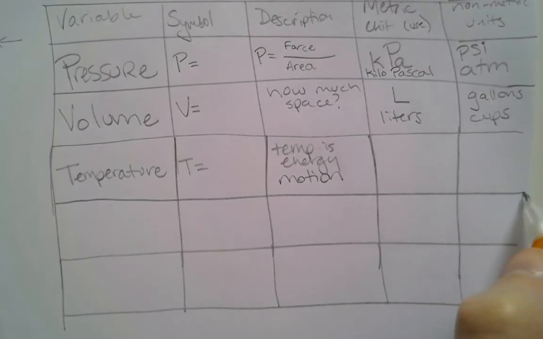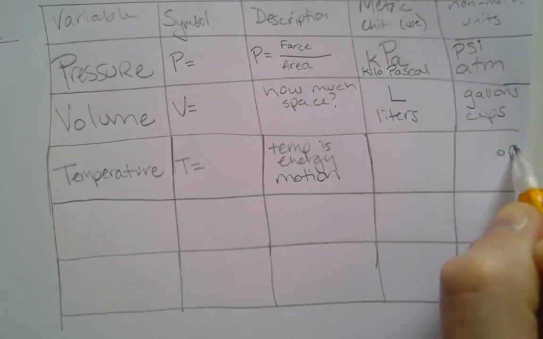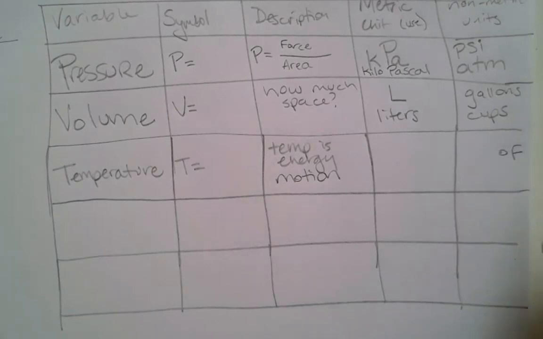Units. Here in the US, we are most familiar with Fahrenheit. We will not be using Fahrenheit. Don't even worry about that. It's something about 5/9 plus 32 or whatever. We're not even going to go there.